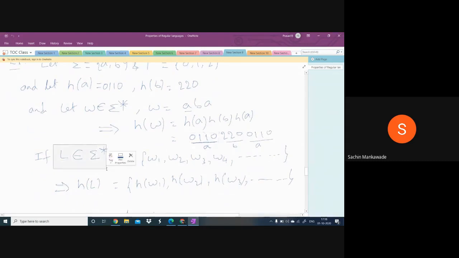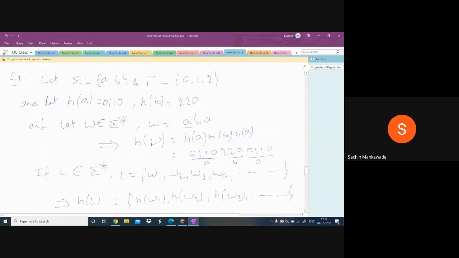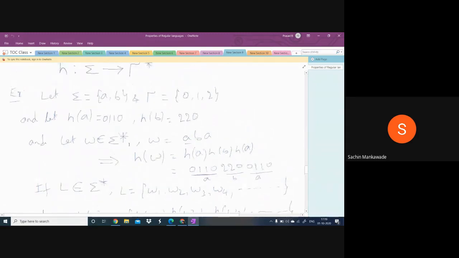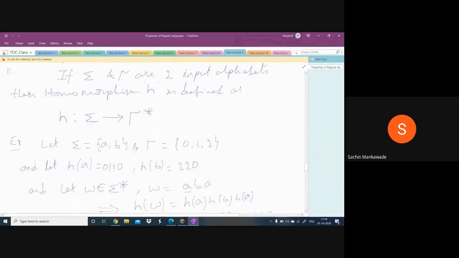Let L be a language over sigma, defined over A comma B. Suppose L is W1, W2, W3, W4, these are the strings. Then h of L will be h of W1, h of W2, h of W3, h of W4, and so on. Copy this part. This is about homomorphism. Simply, homomorphism means an input symbol will be replaced by a string. I think you have copied this one. Now from the example, you copy this.